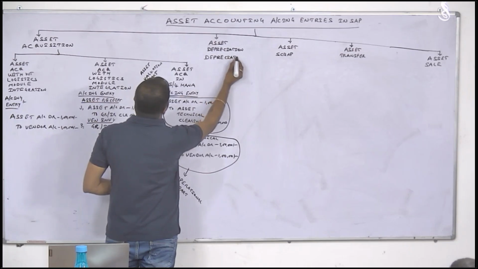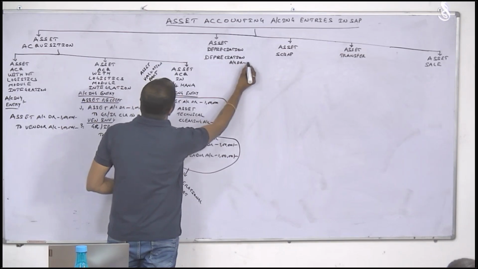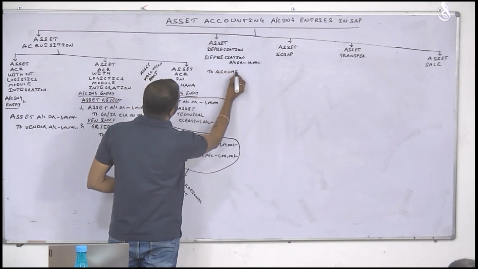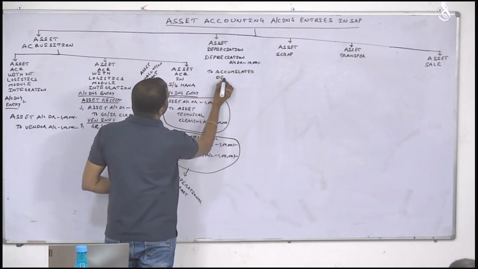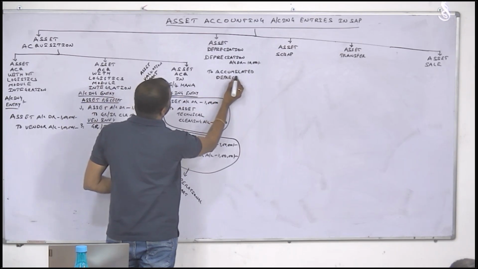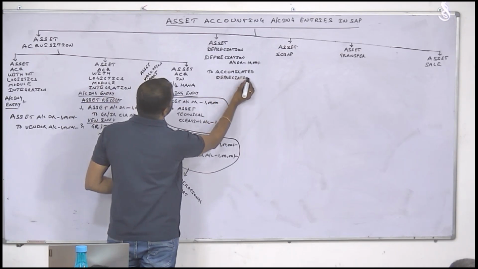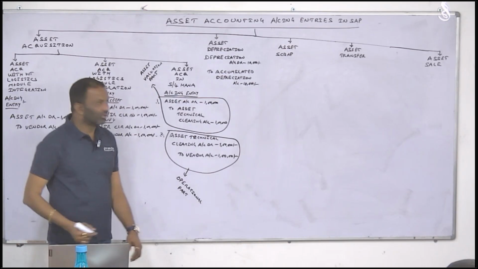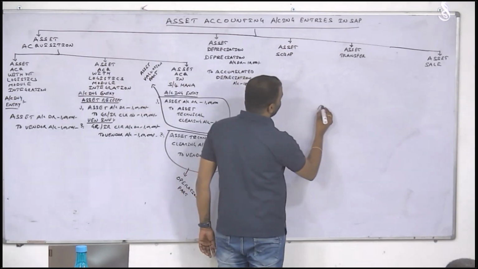Depreciation account debit. Just assume that it is 10,000, to accumulated depreciation account. How much? So if your asset, for example, is this one.